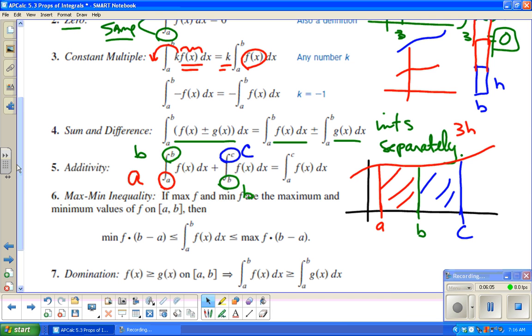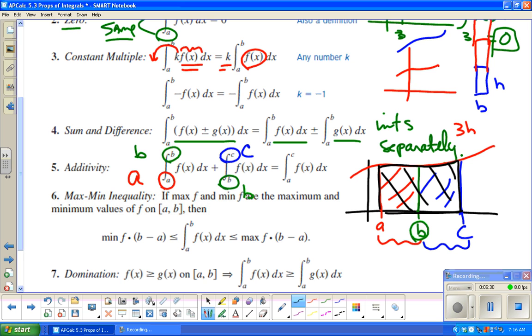All right. So this is what it's saying. If I'm interested in taking this area from A to B, plus the area from B to C, well, if they share that point in the middle, then technically what's happening is I'm finding the area of the whole thing. Those two areas combined give you the whole thing.